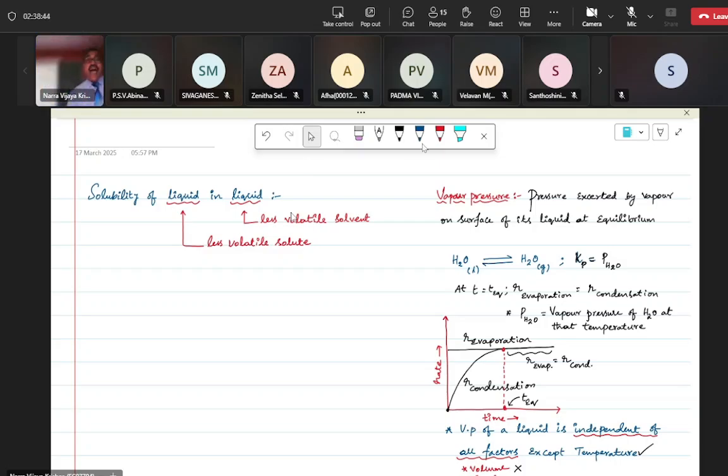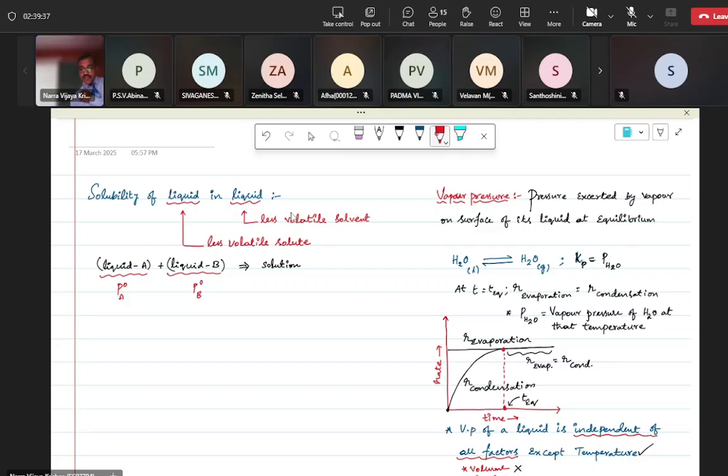Now listen. I have taken two liquids. One is liquid A is mixed with liquid B to form a solution. I mixed liquid A with liquid B to form a solution. If I take only liquid A in a bottle, does it exhibit some vapor pressure? So let me consider that the vapor pressure created by liquid A as PA0. If I take only liquid B, it also exhibits some pressure. Let me call it PB0.